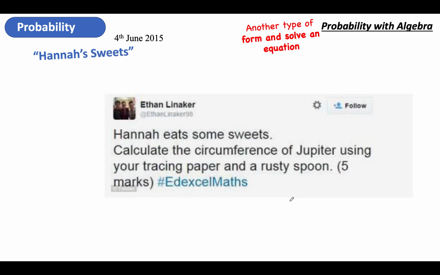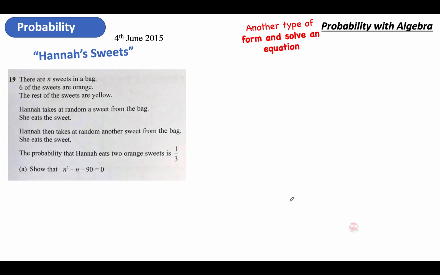This went on literally for a few days. This is my personal favourite: Hannah eats some sweets. Calculate the circumference of Jupiter using your tracing paper and a rusty spoon. 5 marks. And this is the question that prompted all of that.